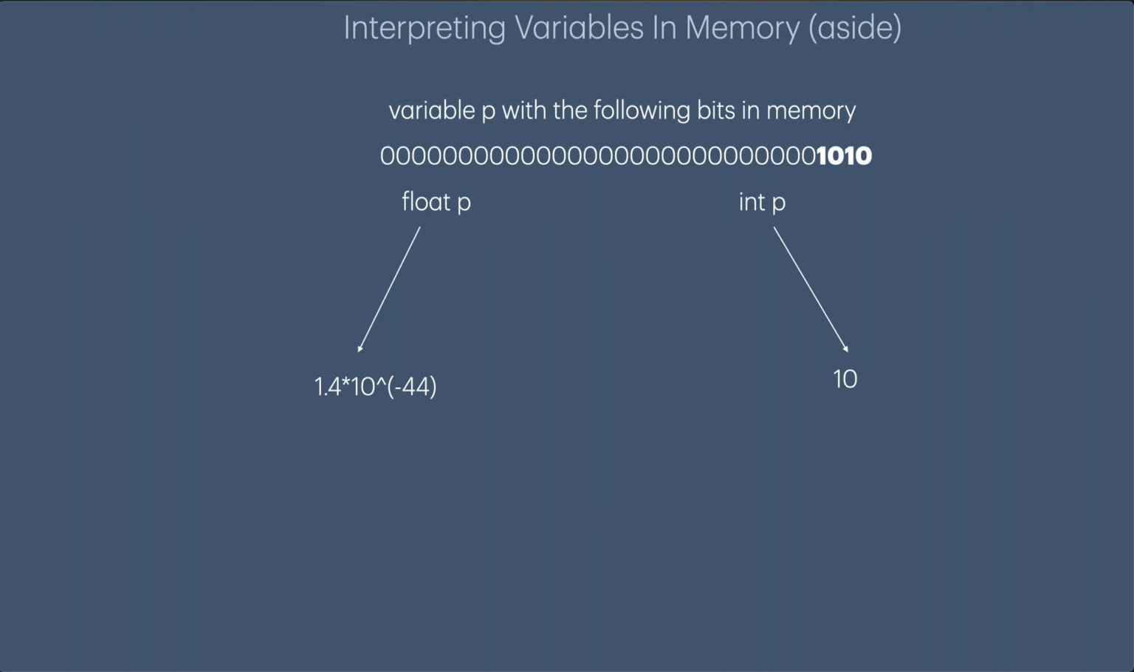So when we declare a variable, we're not just declaring the size of the variable, we're also declaring how those bits will be interpreted. In one case, the same bit pattern is interpreted as the number 10. In another case, the same bit pattern is interpreted as the number 1.4 times 10 to the negative 44.